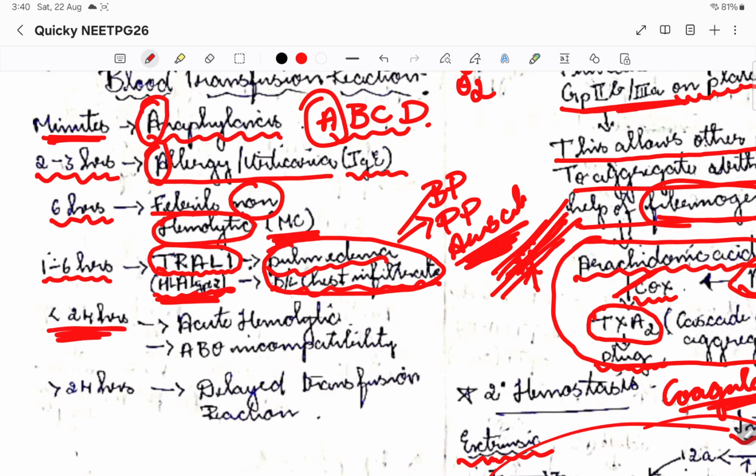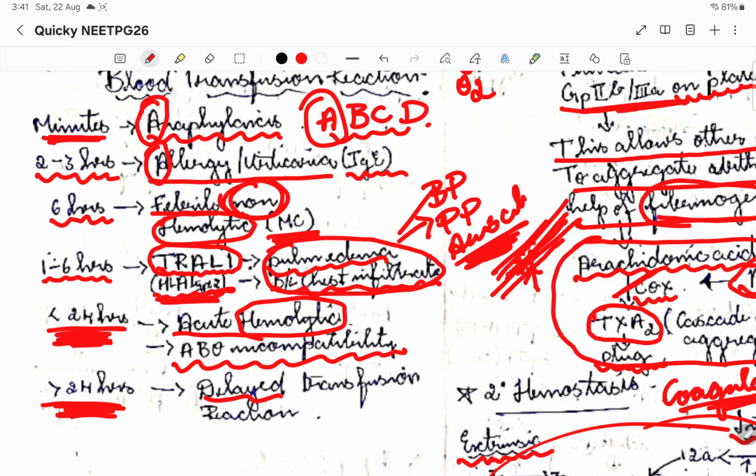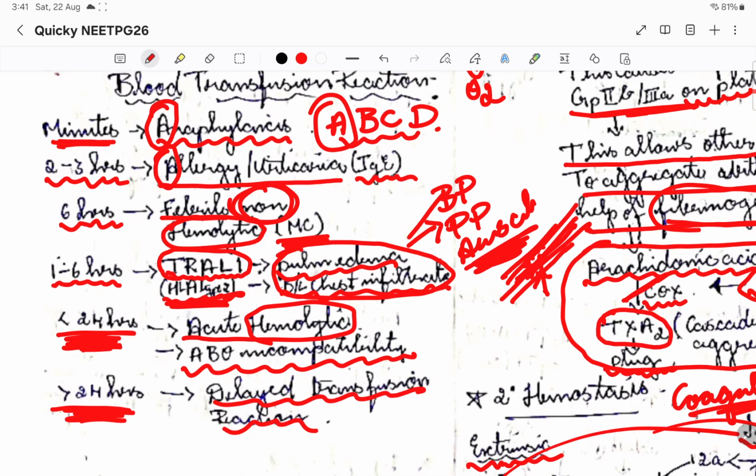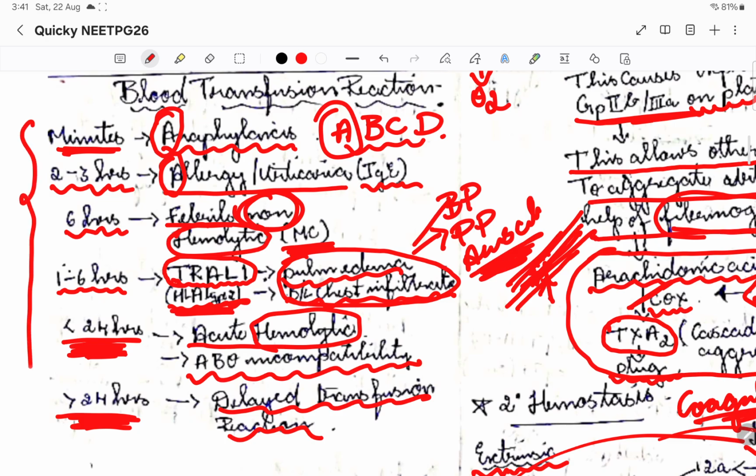So if the reaction is happening in less than 24 hours, it is going to be acute hemolytic. Before 6 hours it was non-hemolytic, whereas less than 24 hours it is going to be acute hemolytic. It is mainly because of ABO incompatibility. ABO, all the blood groups we know, right? So if ABO incompatibility happens, it is because of acute hemolysis. If it is more than 24 hours, then it is going to be a delayed transfusion reaction. Please remember all these 6 reactions, and at what hour what reaction is happening.